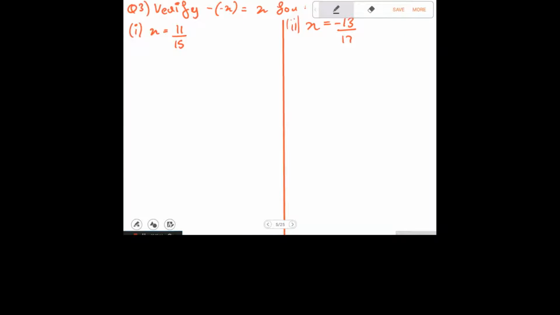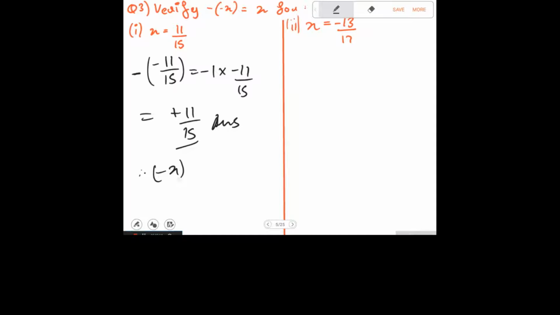The third question is to verify that minus of minus x is x. So the first part is to find, if x equals 11 by 15, so it will be minus of minus 11 by 15 whole, because here this is x, minus x and minus. We can simplify this as minus 1 into minus 11 by 15, which equals plus 11 by 15. So therefore minus of minus x equals x, proved.